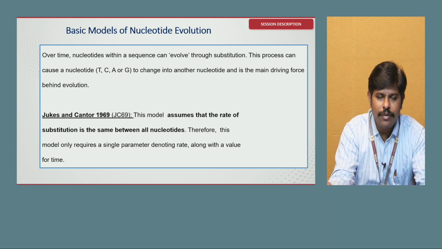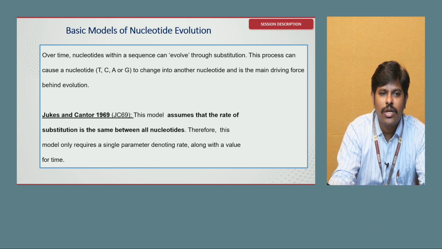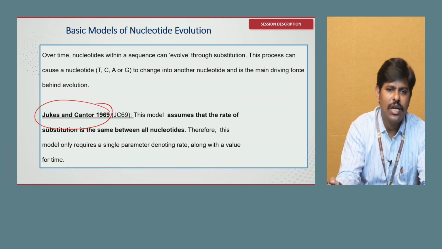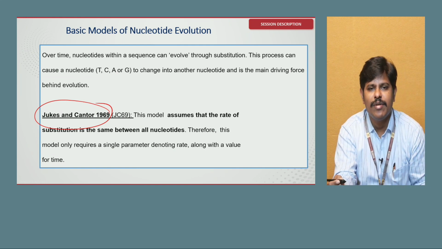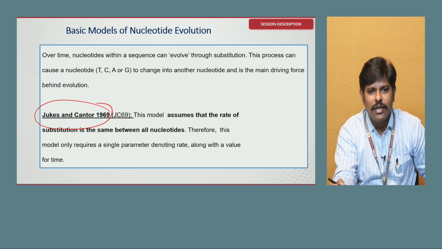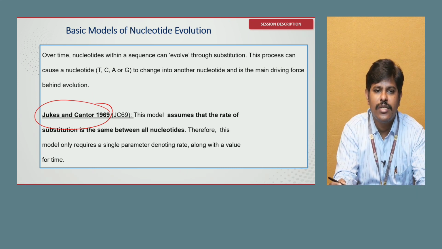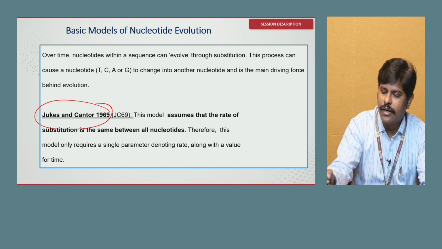Those models have been applied for phylogenetic tree construction. The first model which was developed is the Jukes-Cantor model in 1969. This model assumed that the rate of substitution is the same for all nucleotides. Maybe they are chemically different, but the rate of substitutions or mutations amongst the different nucleotides will be the same here, in the Jukes-Cantor model.